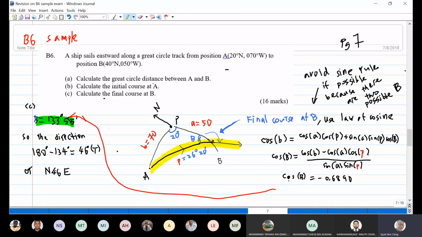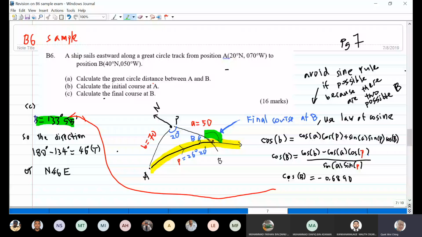To find angle B, you know side B is 70, side A is 50, side P is 26. So use the law of cosine to find angle B. Make angle B the subject here. Then cosine B is minus 0.6898. So from here you find B, which is more than 90 degrees, 133.55.